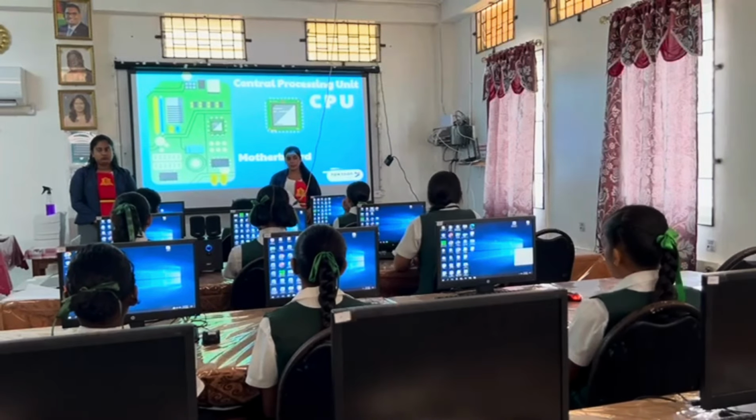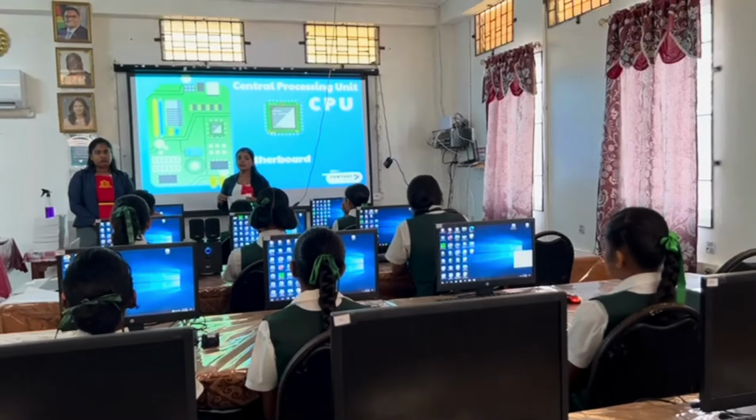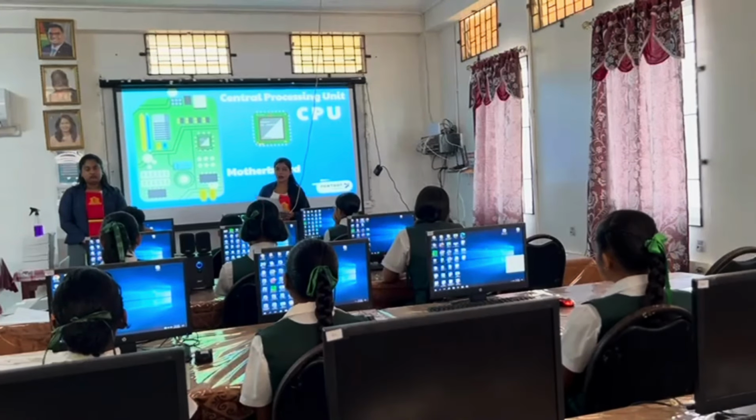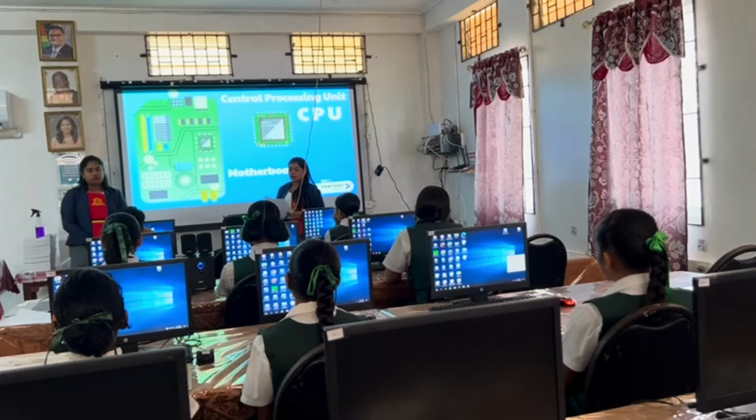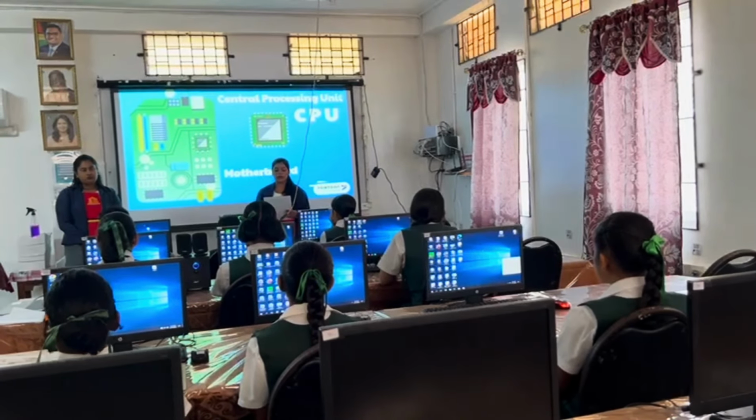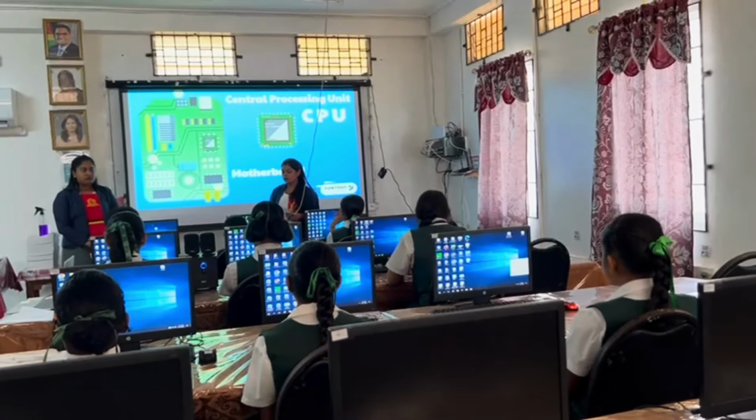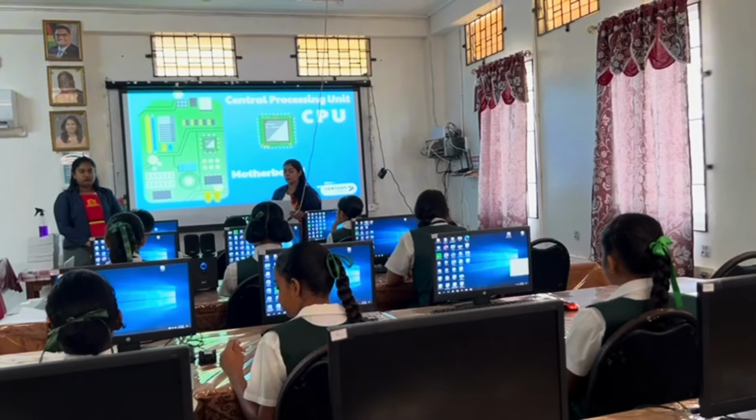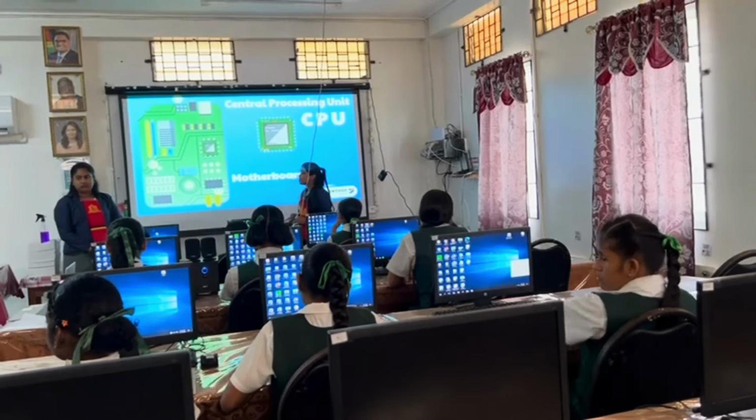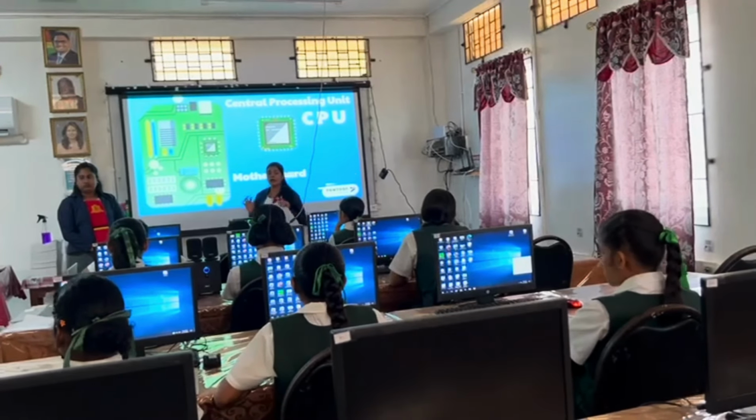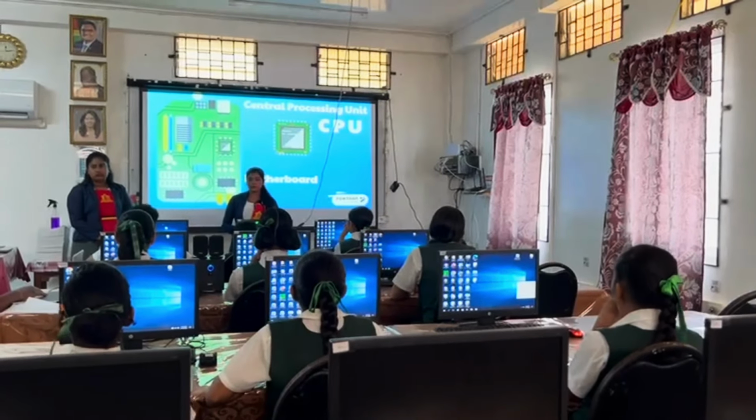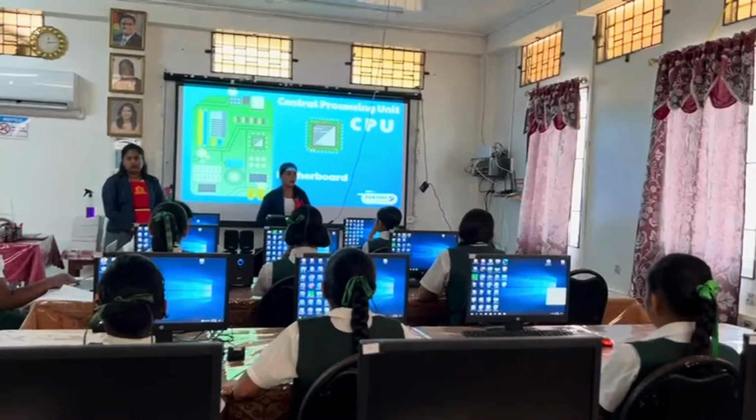Very good, right? CPU means Central Processing Unit, right? And the definition we have here for CPU or system unit is: the system unit is the main part of the computer that contains important internal components, right? So the CPU is the brain of the computer. And don't we all have a brain? We all have a brain, right?